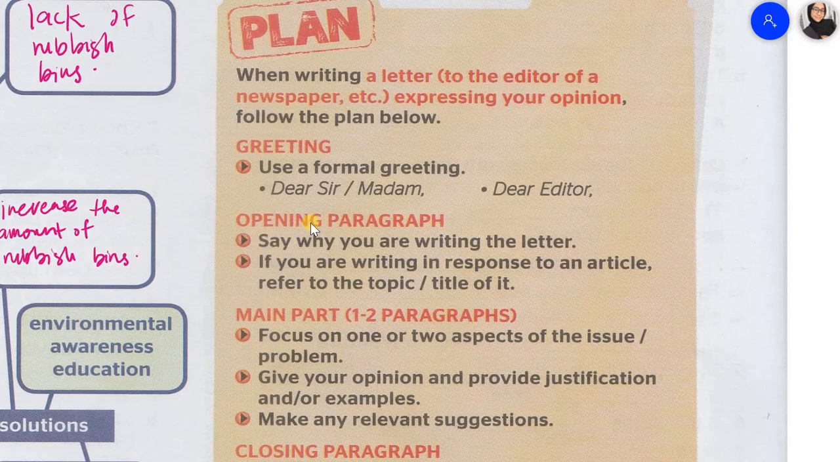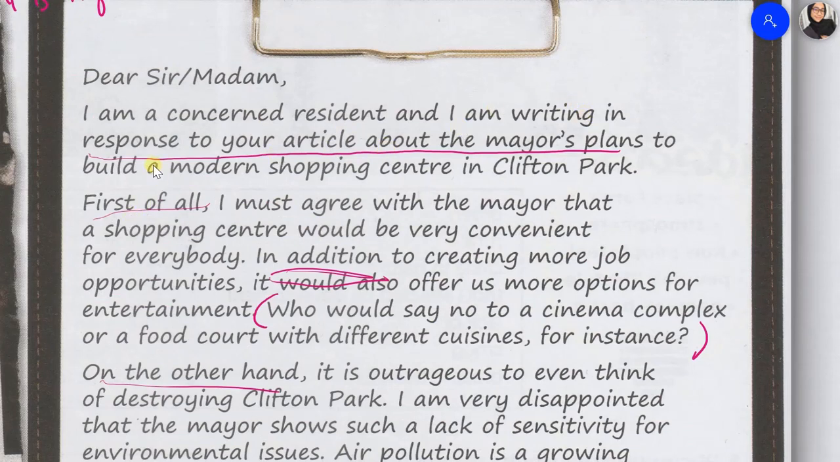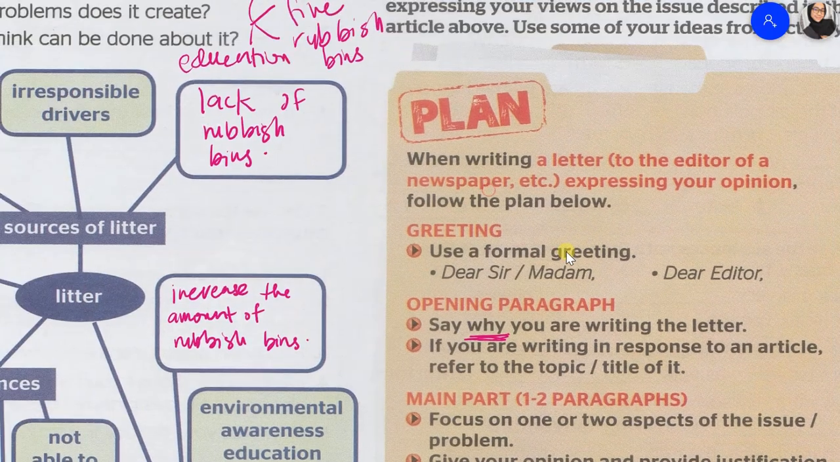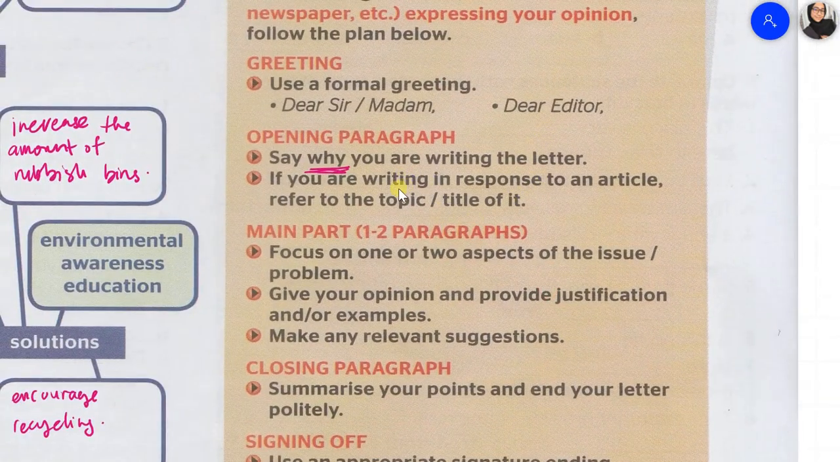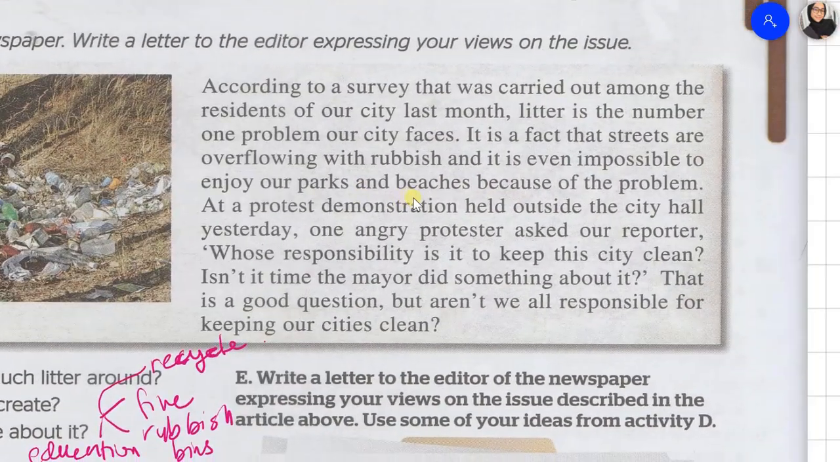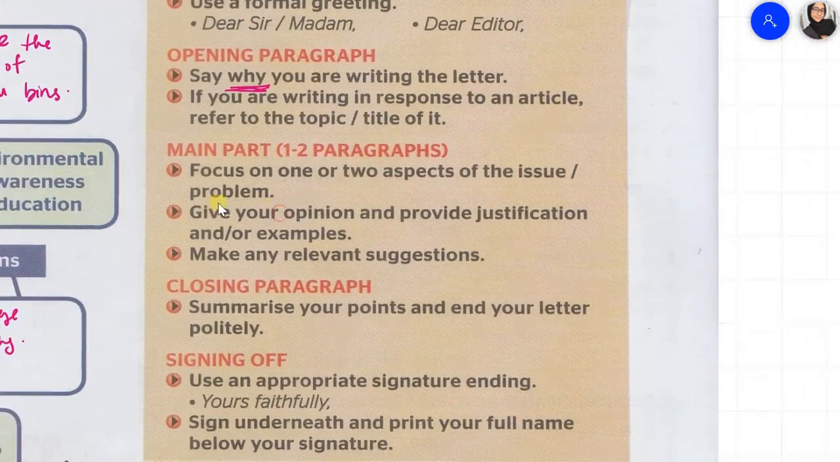First, you need to say the reason why you are writing the letter. Like Paula said, she wrote the letter in response to your article about the mayor's plan. So you also say you are writing the letter to respond to the issues here in the newspaper cuttings. If you are writing in response to an article, refer to the topic title of it. What is the topic here? The littering issue. Yes, littering issue.